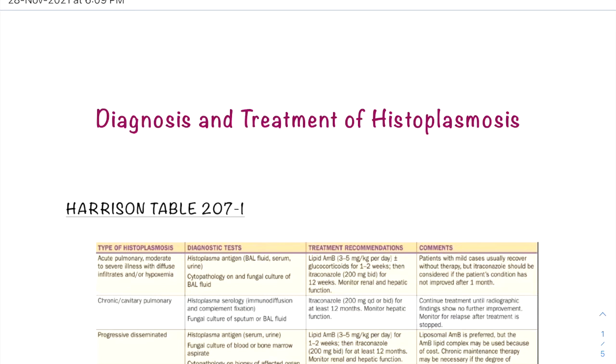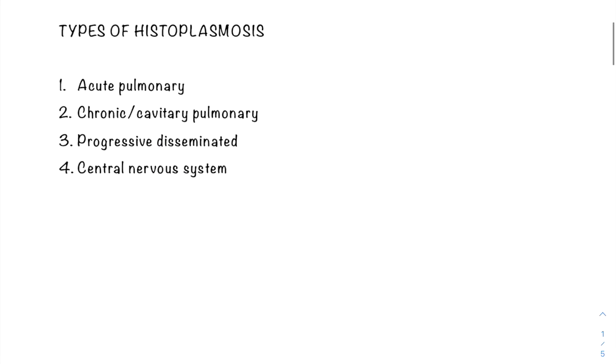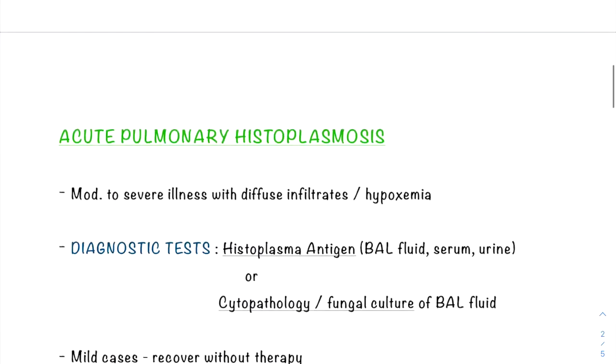Hello everyone. Today we'll be discussing the diagnosis and treatment of histoplasmosis that's been covered in Harrison's table, first of chapter 207. So first coming to the types of histoplasmosis, there are four types: acute pulmonary type, the chronic pulmonary or the cavitary pulmonary type, third is the progressive disseminated type, and fourth is the central nervous system type.